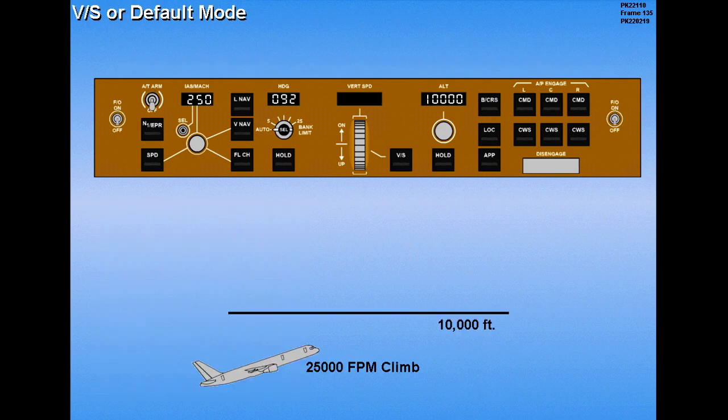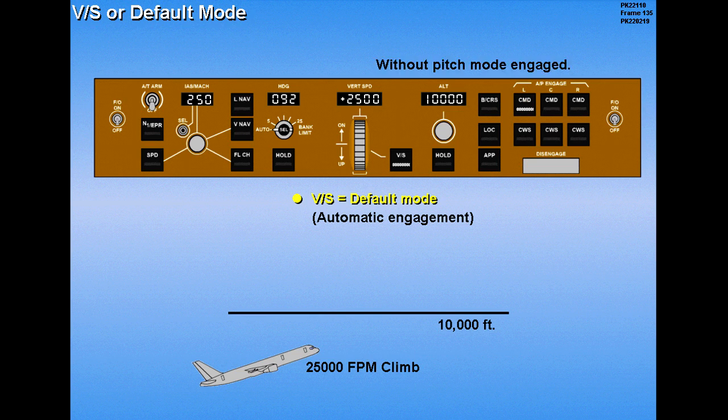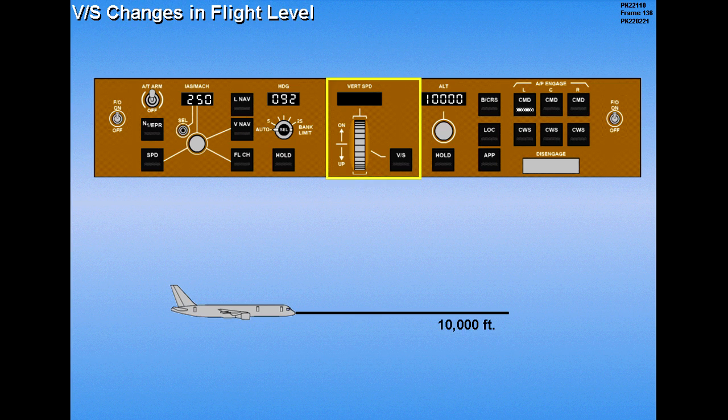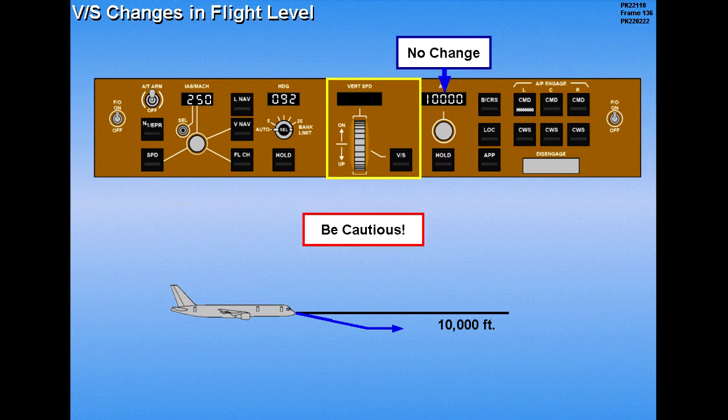As mentioned previously, vertical speed is also a default mode that engages automatically in certain situations, such as selecting an autopilot in command without a pitch mode engaged. And finally, during level flight, the vertical speed mode can be used to make small adjustments in altitude without changing the MCP altitude. However, be cautious when you do, since it is possible to fly away from the selected altitude.